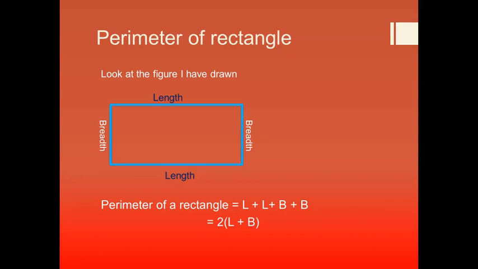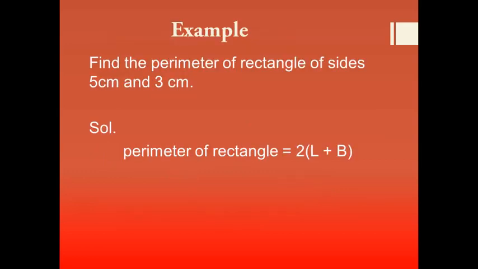So the perimeter of a rectangle is equal to L plus B plus L plus B. Here 2L and 2B, so 2 into L plus B. L for length and B for breadth.